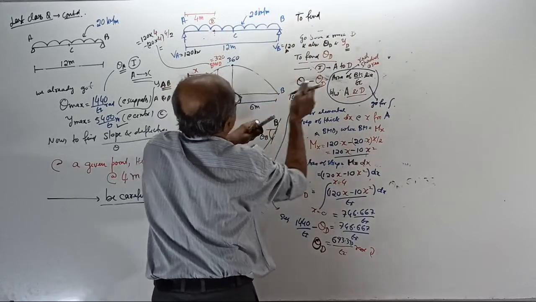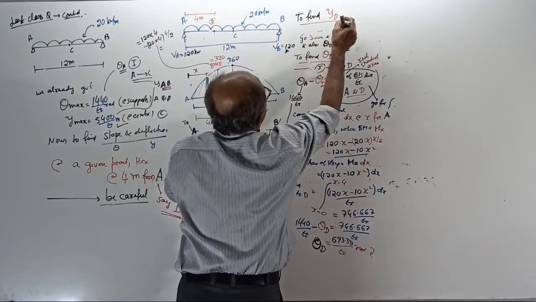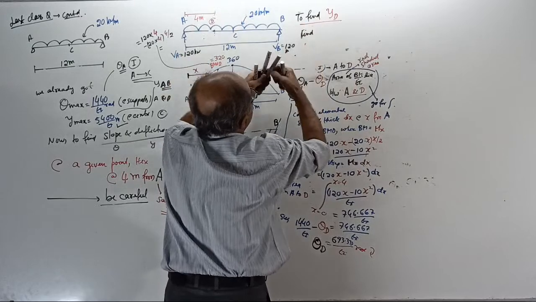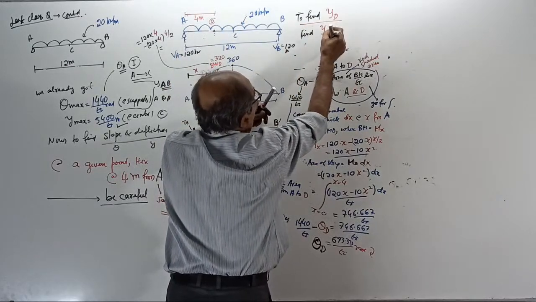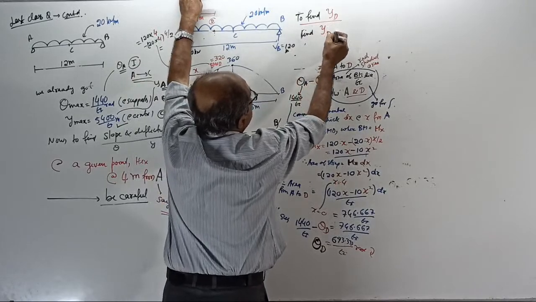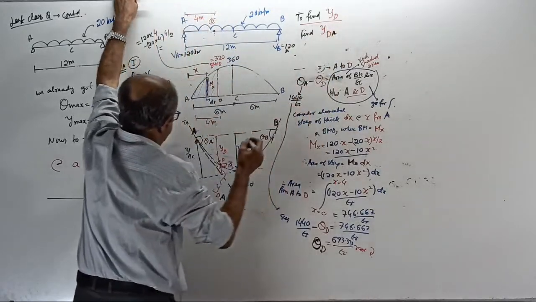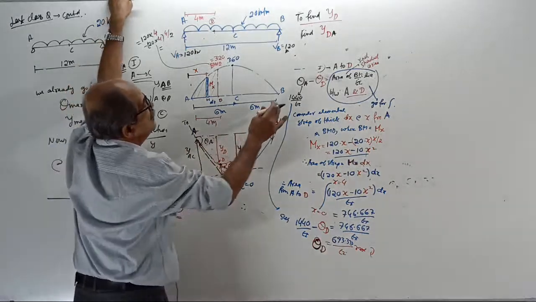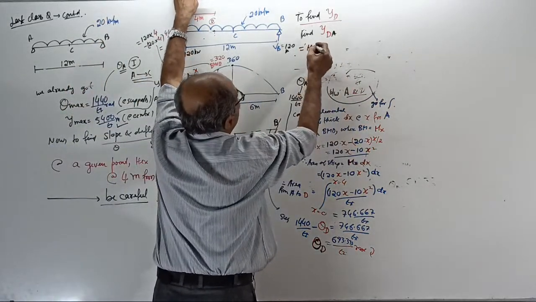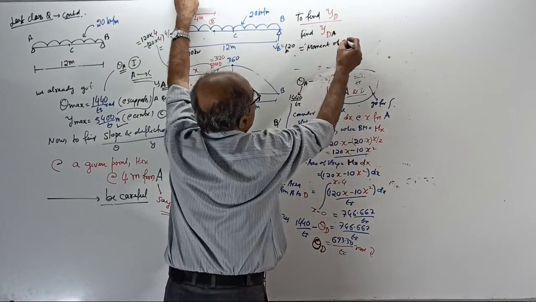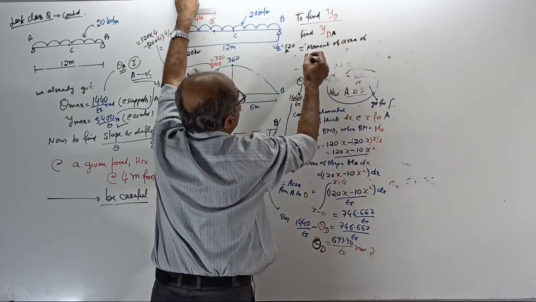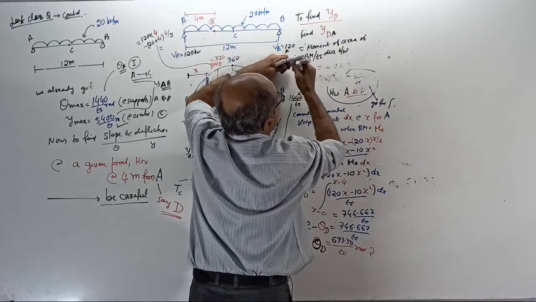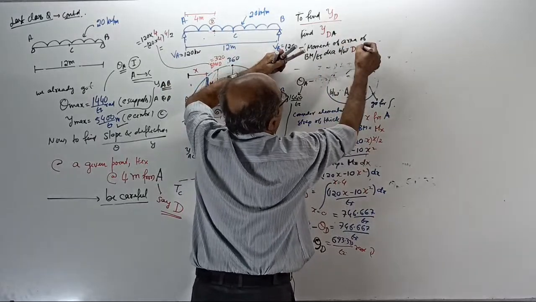deflection at D. If you want deflection at D, I told you, find the deflection Y of the point D with respect to tangent at A. Displacement of the point D with respect to tangent at A. So that is equal to the moment of area of the BM by EI diagram between the points D and A.